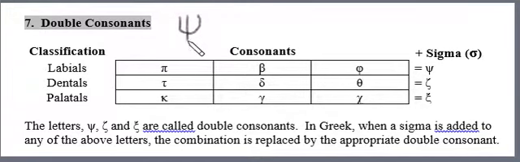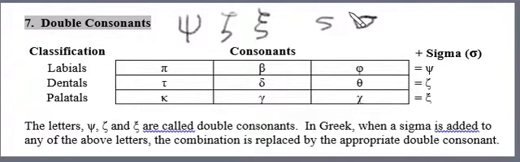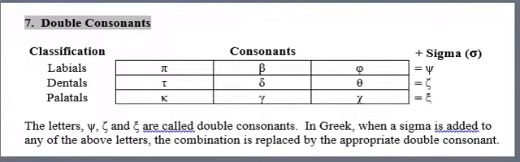But here we have the psi, here we have the zeta, and here we have the xi, right? The xi. And remember the ps, z, and x all have that sigma. Let's make it a final sigma since it's on the letter there, or the sigma hidden in them. We call those double consonants. And those are formed when the sigma is added to the following classification of consonants.